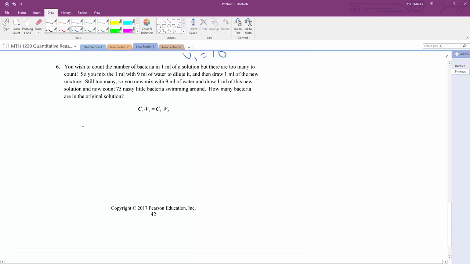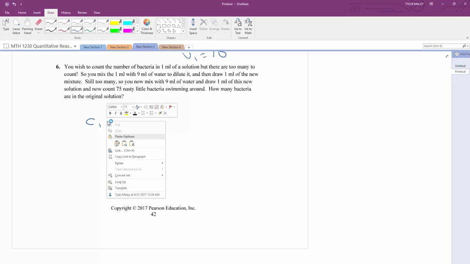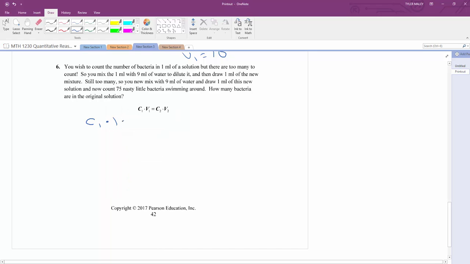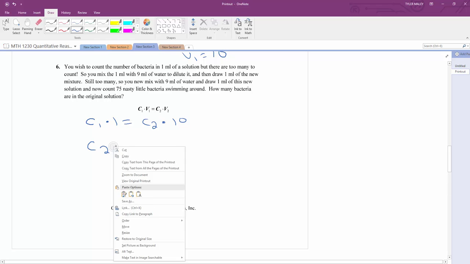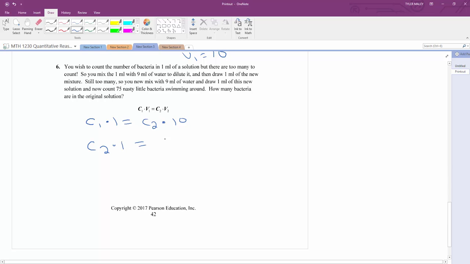One thing to note is that we have 3 different solutions in this problem with 3 different concentrations of bacteria per milliliter. So we can relate these in a formula as the following. I can say C1 times 1 equals C2 times 10. So this is relating one mixture, and then I can also make another equation, C2 times 1 equals C3 times 10.